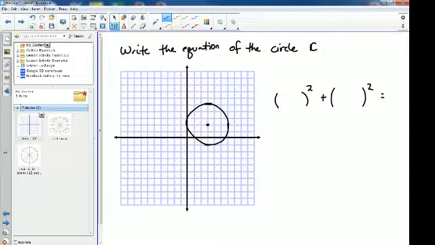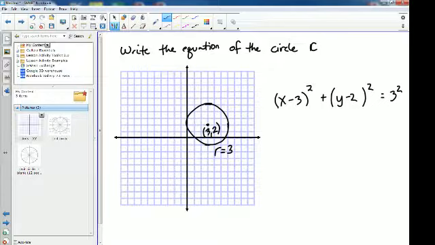Yeah, we just need to fill in the information. So what's the center? So x minus what? And what's the radius? No, it's not equal to the x value every time. Be careful there.